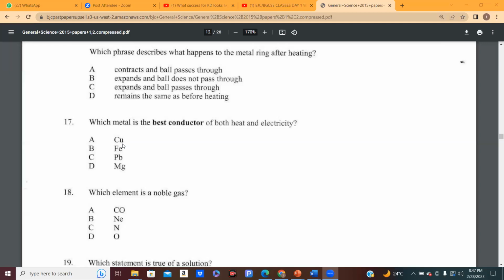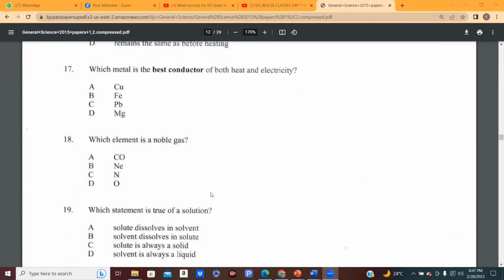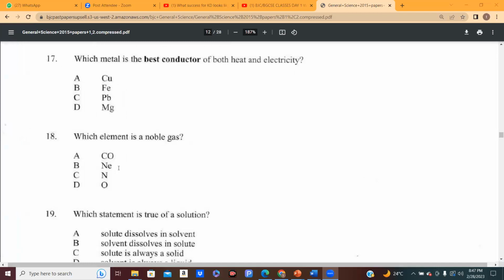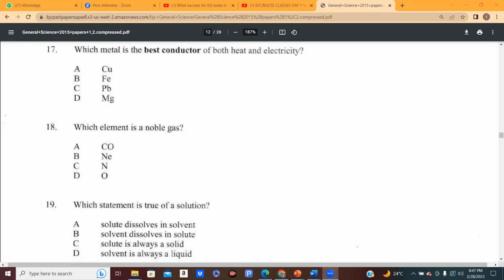Okay, number 18 goes to Yolanda. Which element is a noble gas? Is it A, CO, B, NE, C, N, or D, O? Noble gas. Is it B? Yes, B. You remember what element is B? Neon. Neon, very good. Neon is a noble gas.